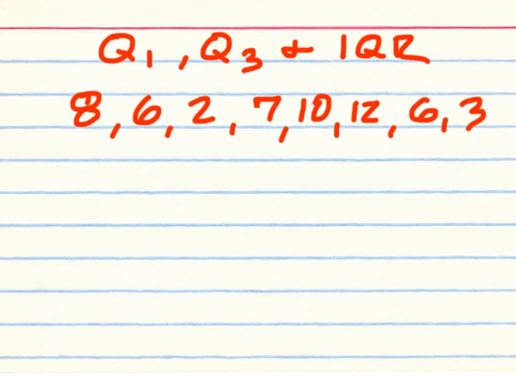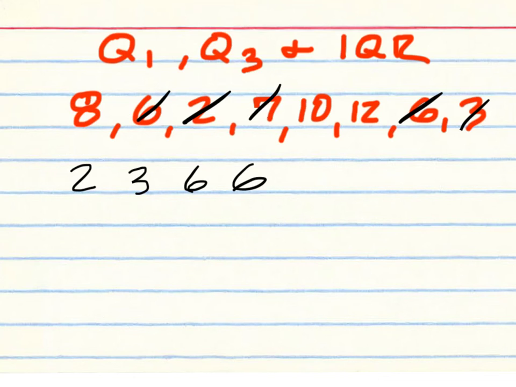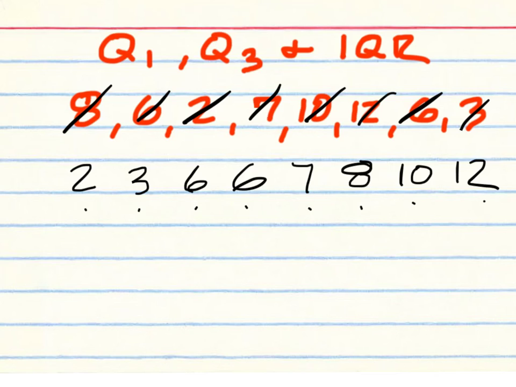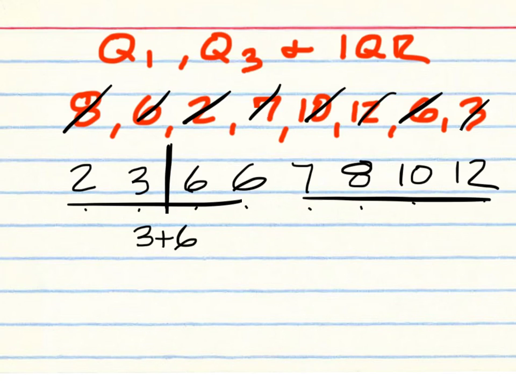Here's another one. Put these numbers in order from least to greatest. That would be 2, 3, 6, and 6. And then we'll go to 7, 8, 10, and 12. We have 1, 2, 3, 4, 5, 6, 7, 8 numbers. So we have 4 here, 4 there. Here's the middle of the left-hand side. 3 plus 6, divide by 2, is 4.5.